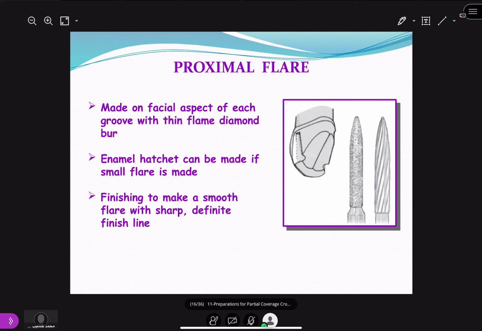It is made on the facial aspect of each groove with a thin flame diamond bar. The enamel hatchet can be used if a small flare is made, finishing to make a smooth flare with a sharp, definite finish line.